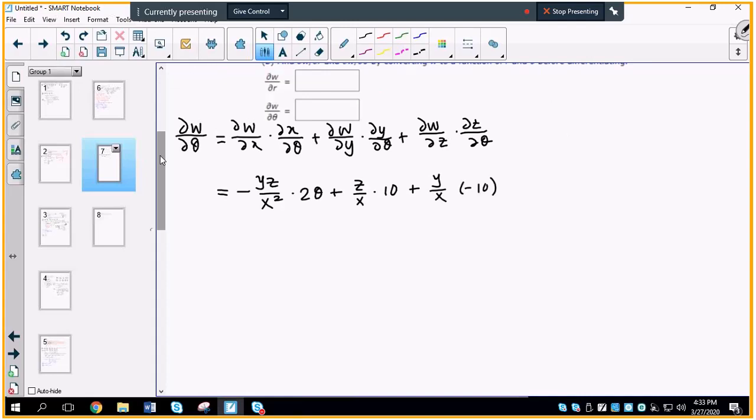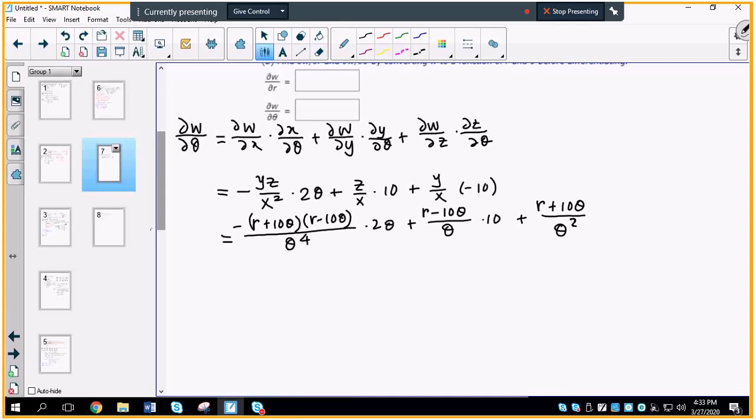Replace all your x, y, z in terms of r and theta. So you get minus r plus 10 theta for y, r minus 10 theta for z over theta squared squared, so I get theta to the power 4 times 2 theta plus z is r minus 10 theta over theta times 10 plus y over x is r plus 10 theta over theta squared, x is theta squared, times negative 10. So let's simplify this.